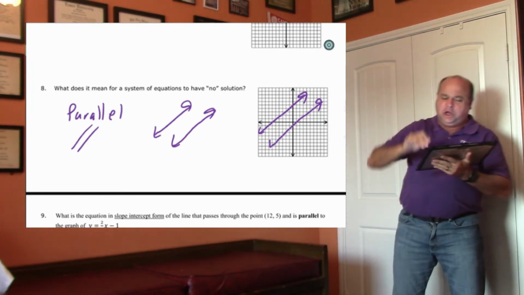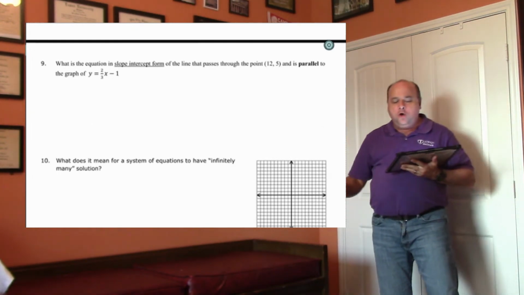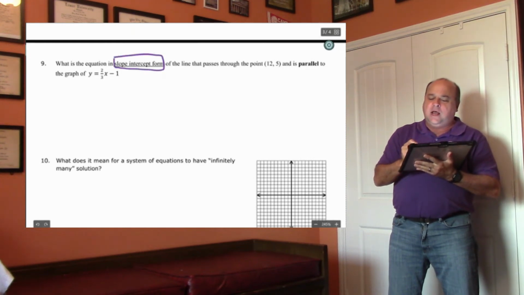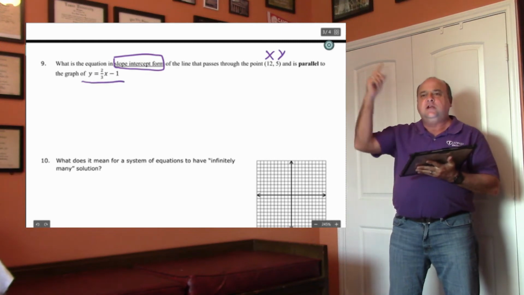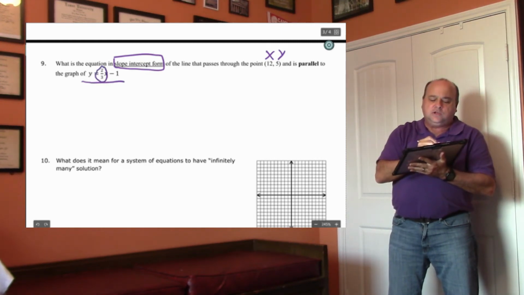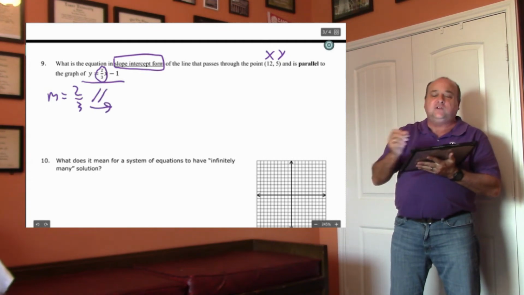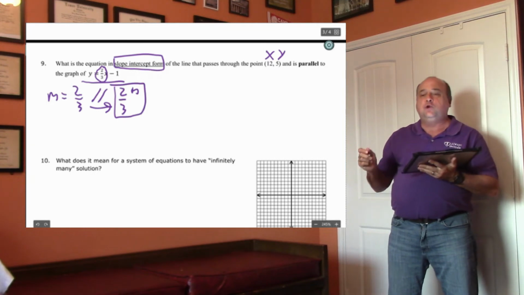Turn the page! The fun continues. What is the equation in slope-intercept form of the line that passes through this point and is parallel to this? So we need a parallel slope. So let's write down our m is 2 over 3. And if we want a parallel slope, it will not change, will it? So our slope stays 2 over 3.